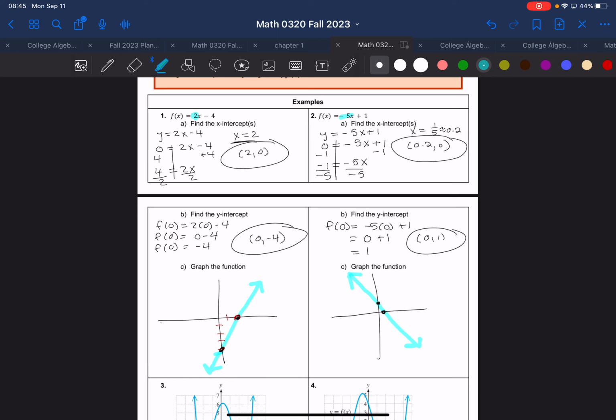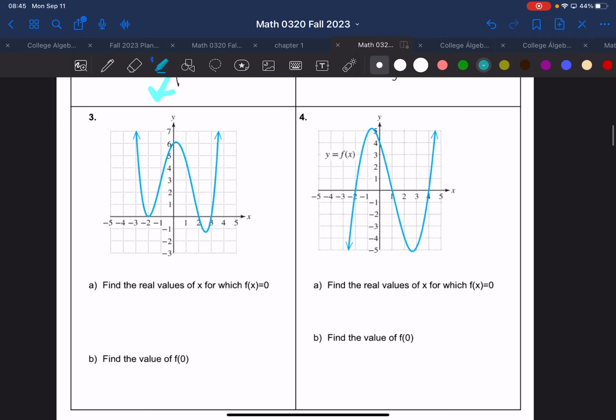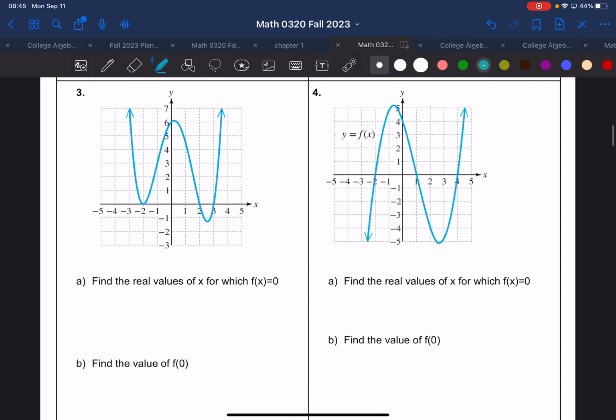We could also find x and y intercepts from different types of functions. So looking at 3 and 4. Like we didn't talk about what the function is for 3 or what the function is so much for 4. All we need to know here is since we are given the graphs, we're just finding the x and y intercepts based off the graph, okay?